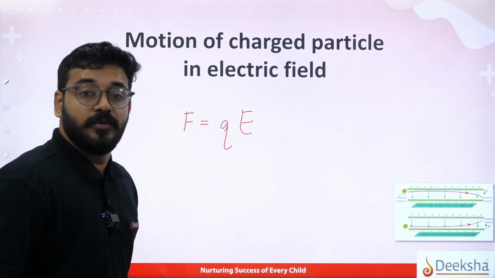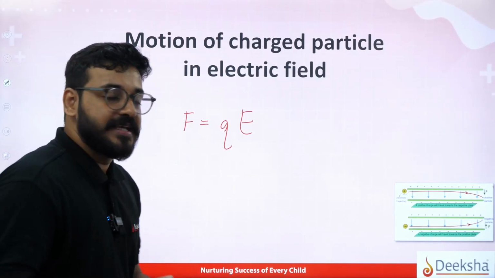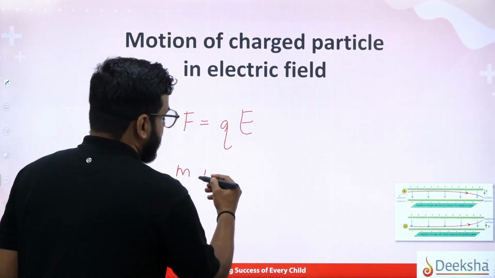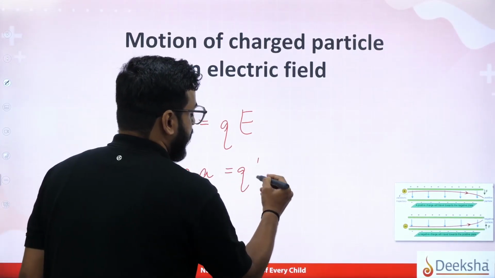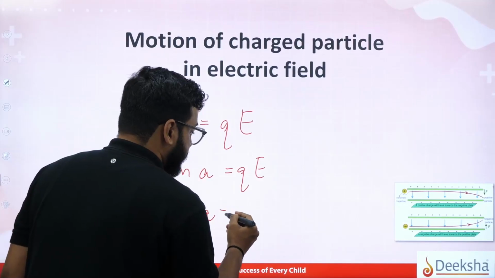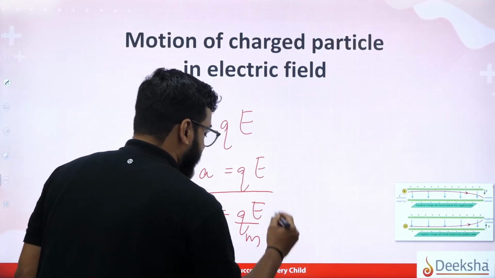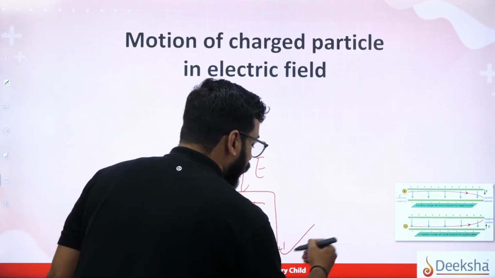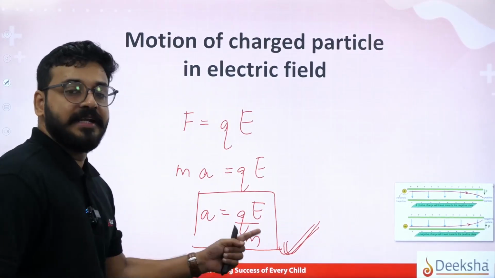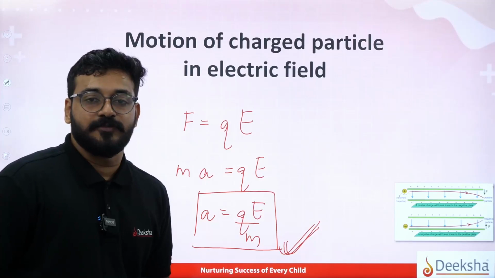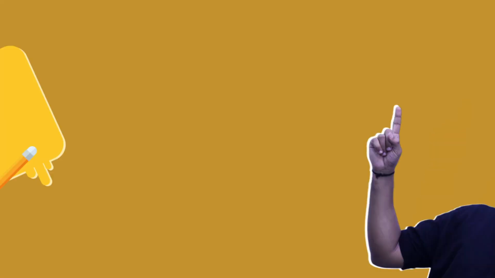And then the force value, what is the force? According to Newton's second law, it is mass into acceleration, QE. So acceleration is equal to QE by m. Now this is the clue or the hint that we are going to use to solve the next problem. So let's see the next problem.